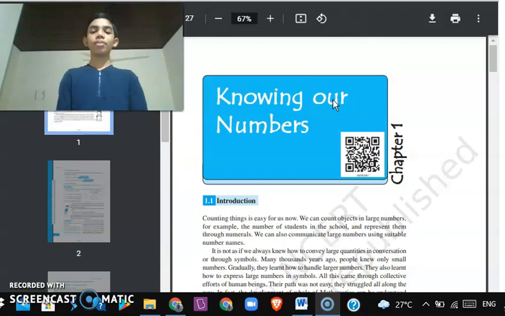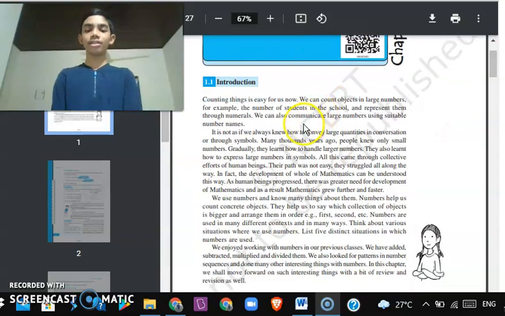That is the topic of maths. Chapter 1, Knowing Our Numbers. Let's take an introduction. It's the introduction of counting.